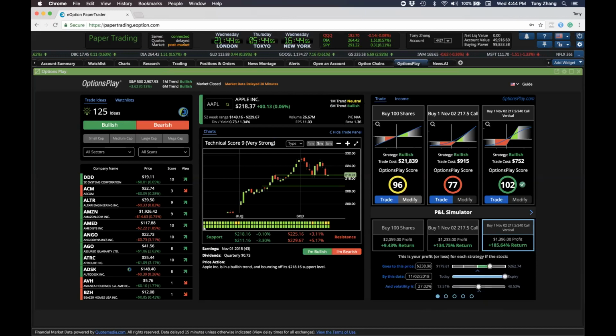So this is usually actually a good time to potentially enter a long trade because you're really getting a good risk to reward on a move higher. The technical score is very high, so strong, very strong, telling you this is a strong stock outperforming the market.